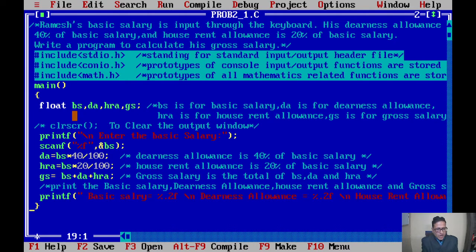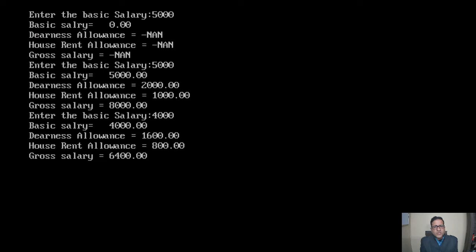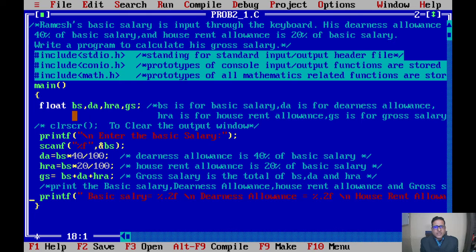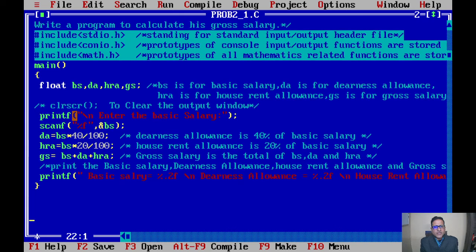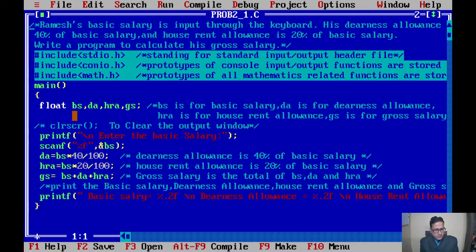Now we can check the output here. The basic salary is 4,000, dearness allowance is 1,600, HRA is 800, and gross salary is the addition of all these three values. I think this program is clear to you. I am also giving the link in the description of this program, so you can take it from there and run it at your end.